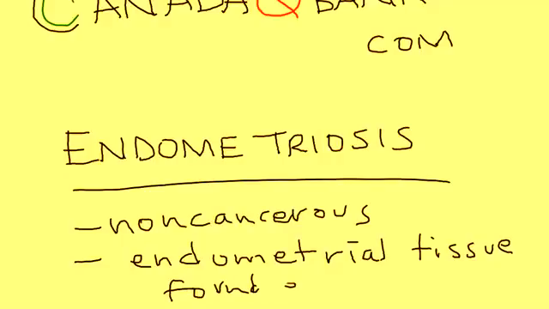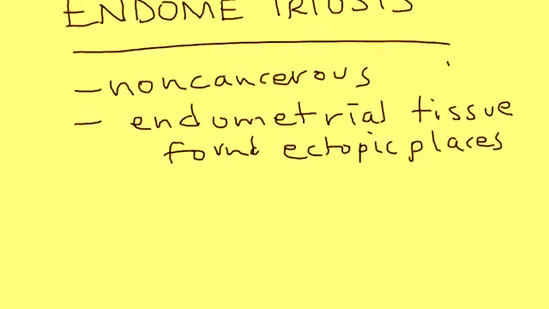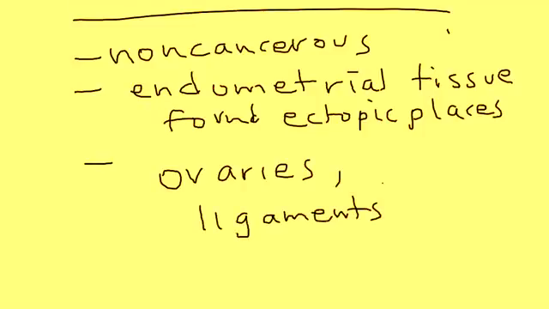Well, there's a lot of places that it can be found, but we're going to talk mostly about the structures limited to the area of the pelvic region. So when this endometrial tissue is found in ectopic places, first just to list a few places: it can be found in the ovaries, in the ligaments of that pelvic area, and in the posterior cul-de-sac.